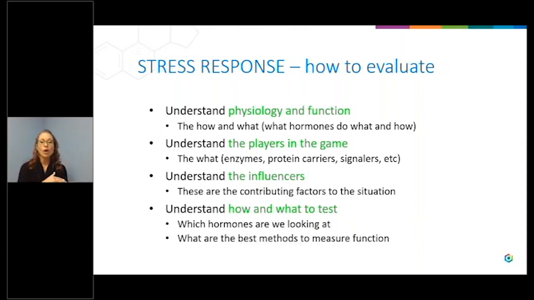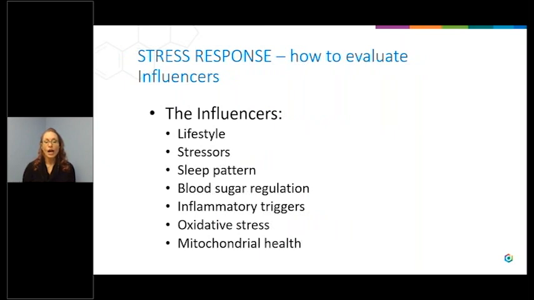And understand how and what to test. So we want to know what hormones we're looking at. We want to know what the best methods are to measure this function. How to evaluate influencers. When we're talking about influencers of your stress response, we're thinking about lifestyle.